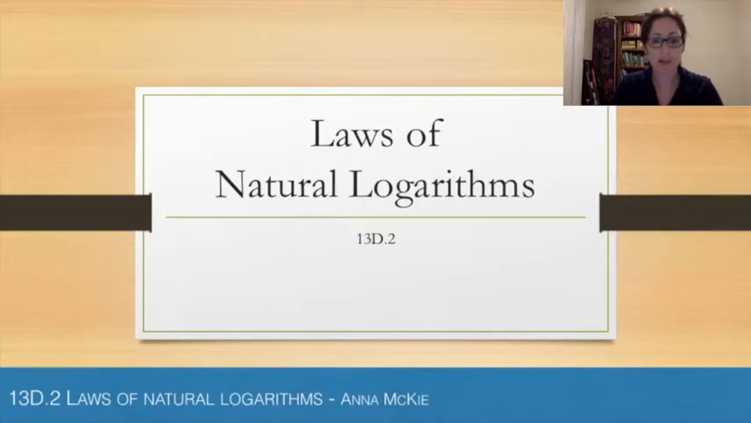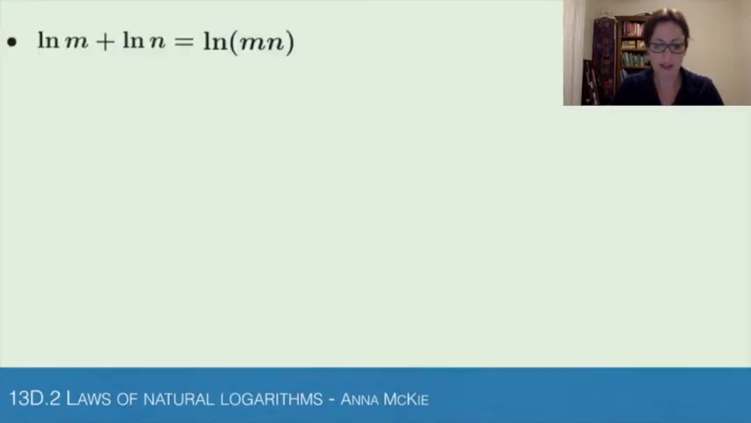Hello, I'm Anna Mackay and we're looking at the laws of natural logarithms here. They are very similar to the laws of logarithms in base 10.